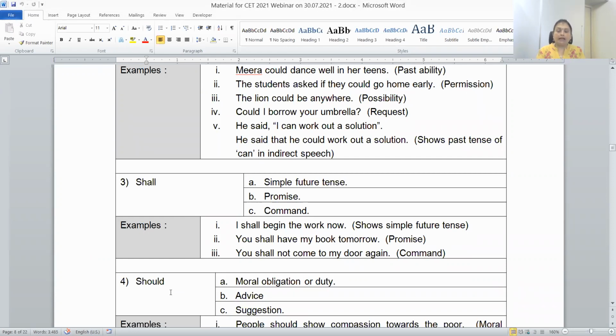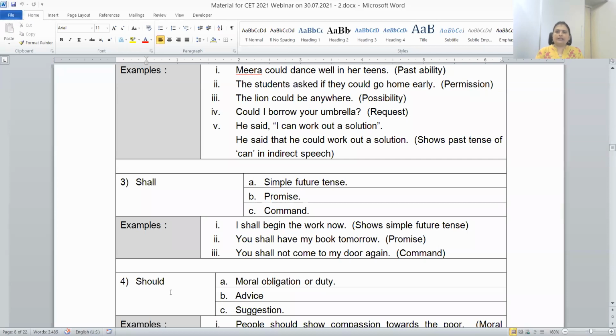Now children, the next modal auxiliary is shall. First function, it shows simple future tense. Sometimes there is no specific function. It is just used to show simple future tense. Then comes your promise. And then command.